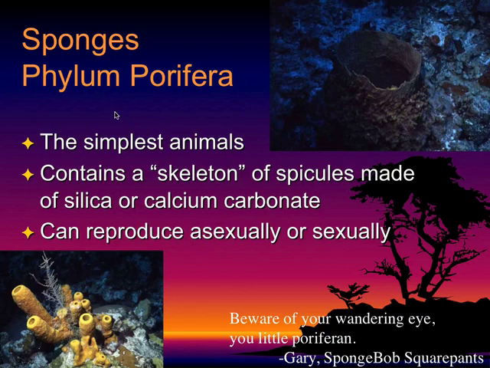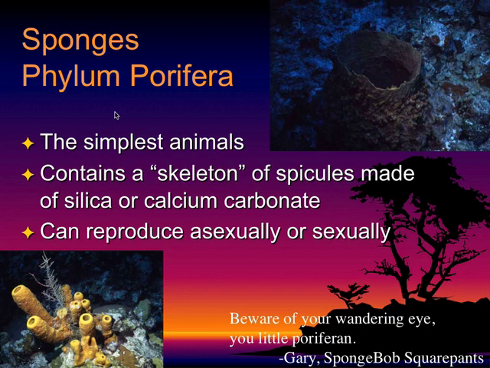So sponges fall under the phylum Porifera. So these guys are the simplest animals out there. It's weird, I know, they don't look like animals, but they are. So they contain a skeleton of spicules made out of silica or calcium carbonate. So instead of tissue, these guys do not have tissue. They have this little skeleton, if you will, made out of silica.